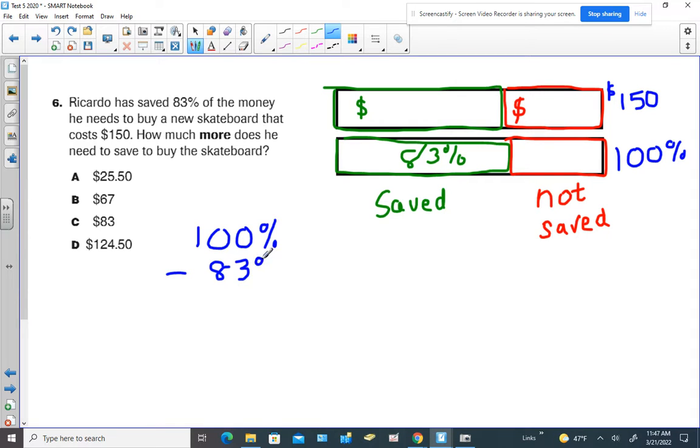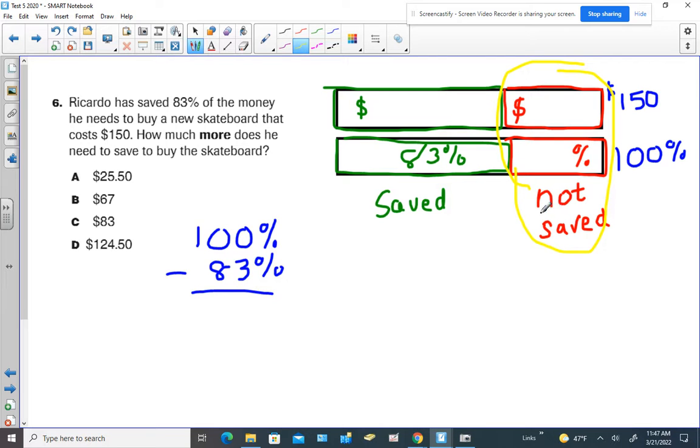Now, whatever you get, that number, you're going to put that right here as a percent. Now, if we read this more carefully, it wants to know how much more does he need to save to buy the skateboard. So that's this stuff that they're talking about. How much more does he need to save? Because this is what he saved. They're not interested in that.